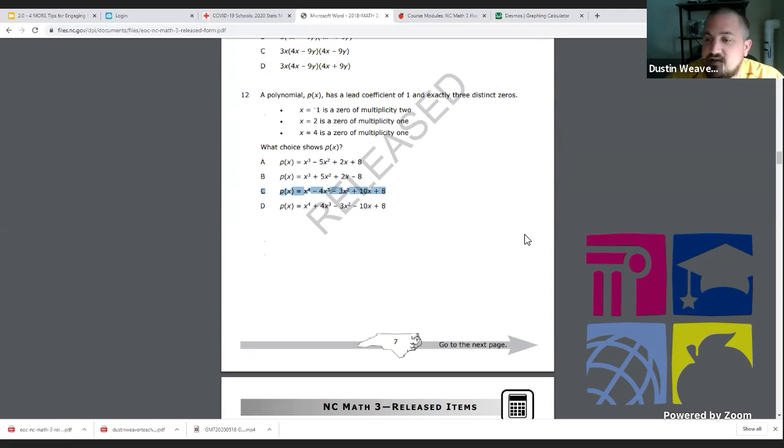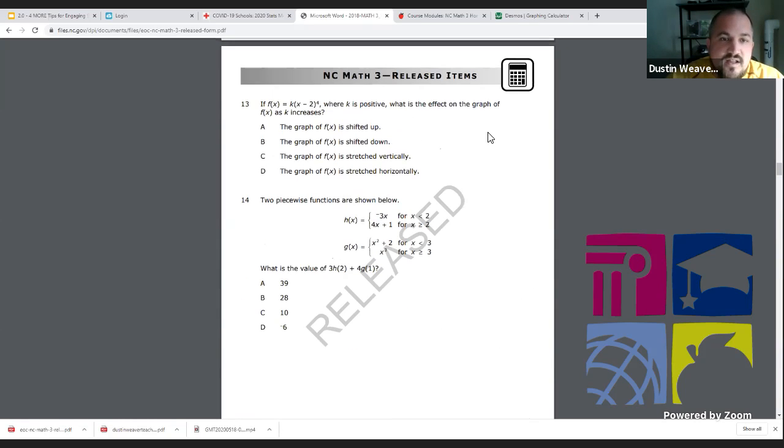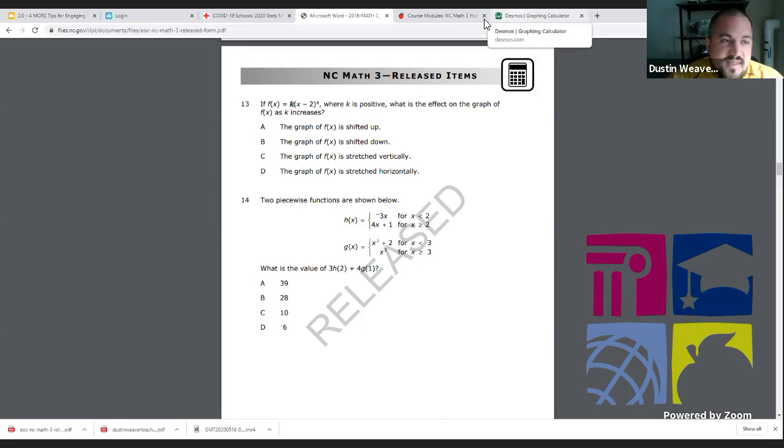All right, let's move down to question number 13 as we get towards the end here. Question number 13, if f of x equals k times (x minus 2) to the 4th, where k is a positive number, what is the effect as k increases? So what we need to do is pick a positive number. So I'm going to pick the number 2 for k. You could pick any number that's positive, right? So let's pick the number 2, and let's just type that in.